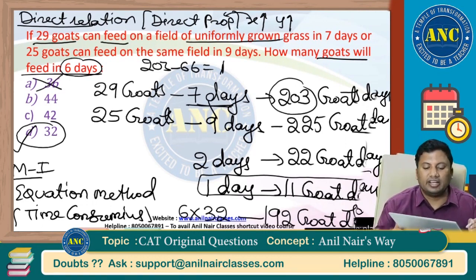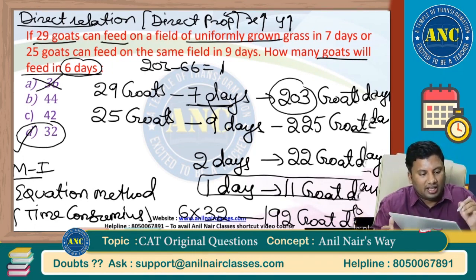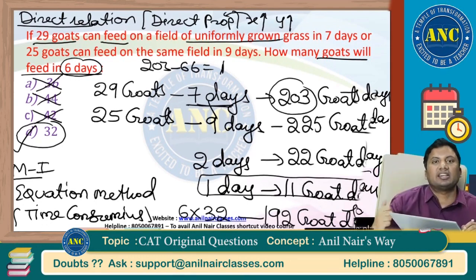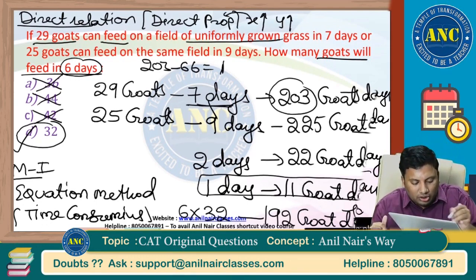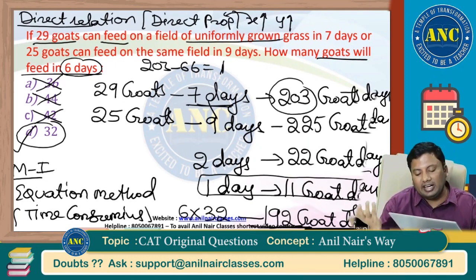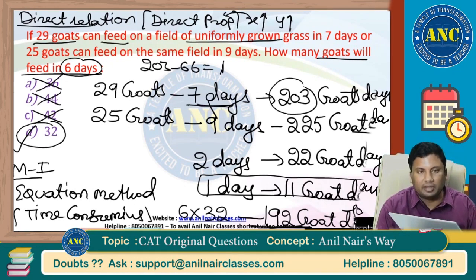If 6 days, anyway 36 is incorrect. 6 into 36 is 216. 7 days itself is 203. These first 3 are eliminated because they are exceeding the 7 days work done. 6 into 32 is 192 goat days. Extra day is 11. 192 plus 11 is nothing but 203. I hope it is clear.